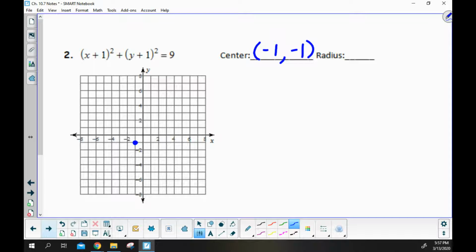And then r squared, my radius, is equal to 9. So again, take the square root of that, and we get r equals 3. So I'm going to graph from my center, 3 up, 3 down, 3 left, 3 right. So 1, 2, 3, dot, 1, 2, 3, dot, 1, 2, 3, dot, 1, 2, 3, dot. And in a circular motion, create my circle. I know, it doesn't look perfect, but none of us are.